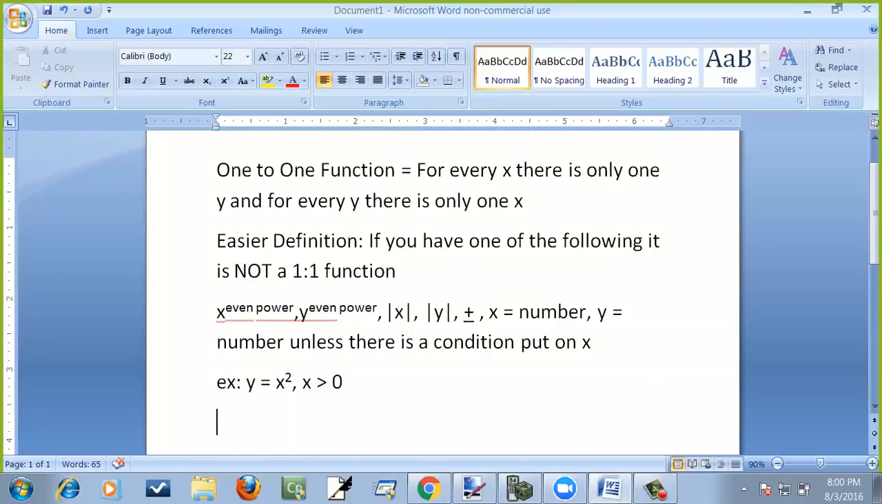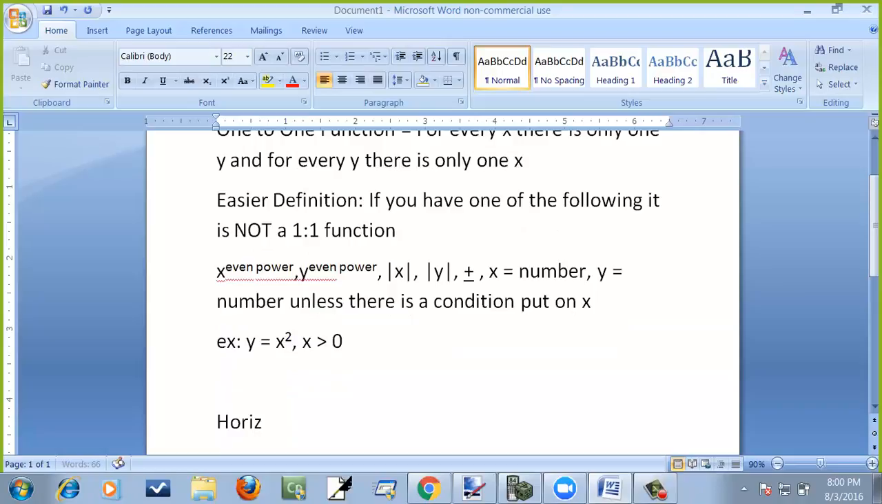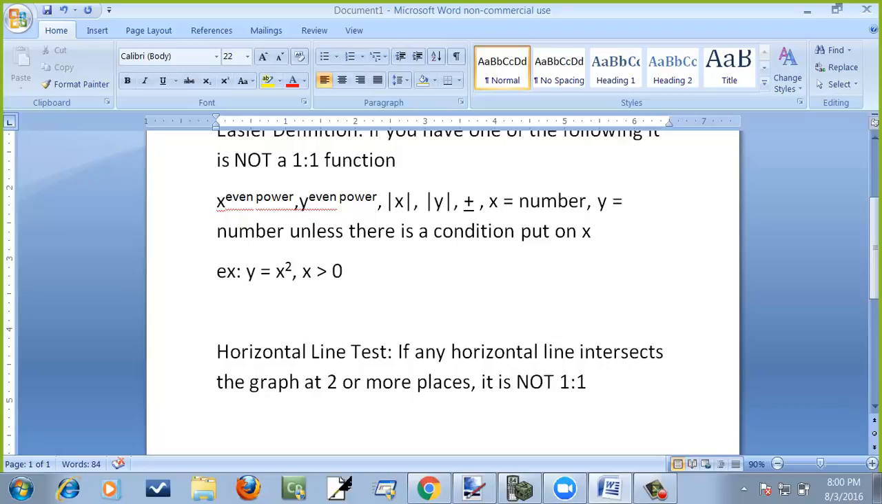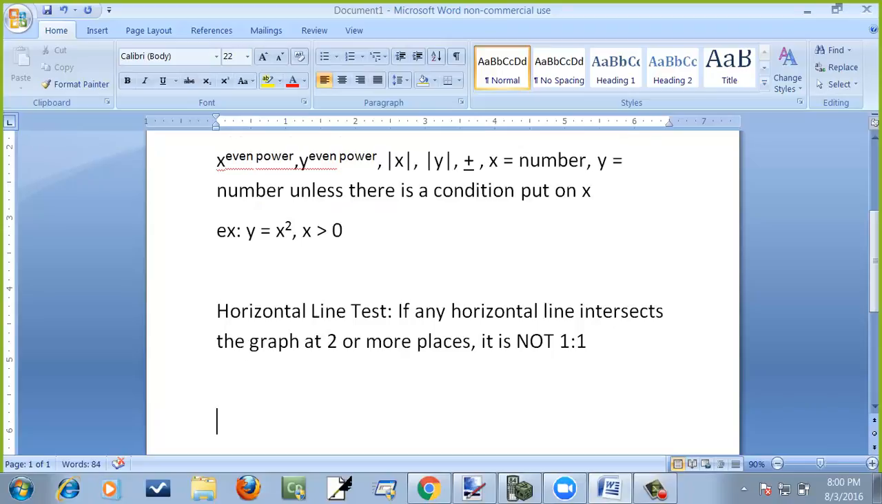Now we got a horizontal line test that says, remember the vertical line test was if any vertical line intersects your graph at 2 or more places, not a function. The horizontal line test says if any horizontal line intersects the graph at 2 or more places, it is not one-to-one. It might still be a function, but it's not a one-to-one. So the horizontal line test just determines the one-to-one portion.